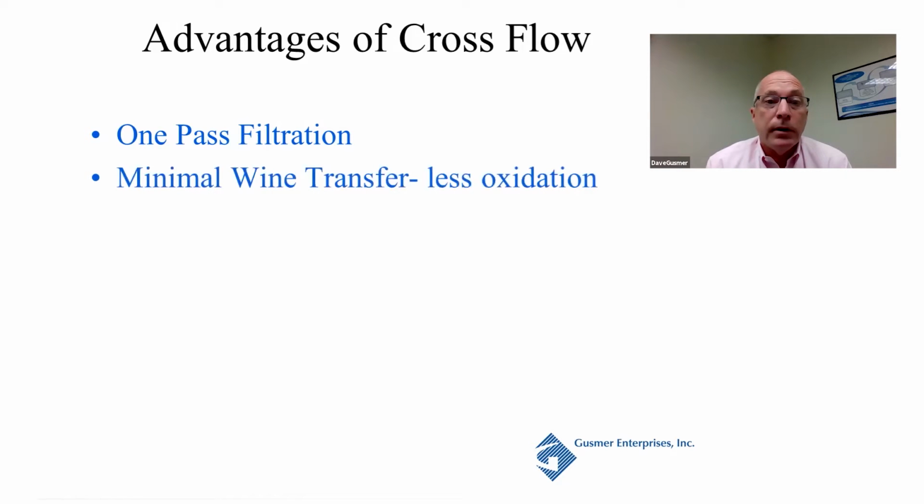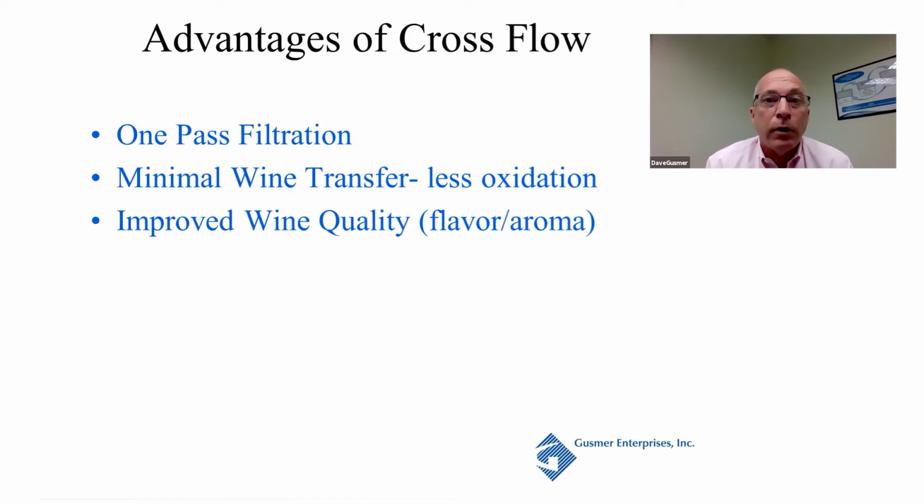And why that's important is that we're only moving the wine one time. So as a result, there's less oxidation. And if there's less oxidation, you're getting better wine quality. Because you're only moving it once, there's less of an opportunity to damage your wine. Better flavor, better aromas. Think of the wine losses. If you're using 3 or 4 steps, every time you move that wine, you're losing some of that wine. With Crossflow, you're only moving it once. One of the top advantages of Crossflow is the reduction in wine loss.